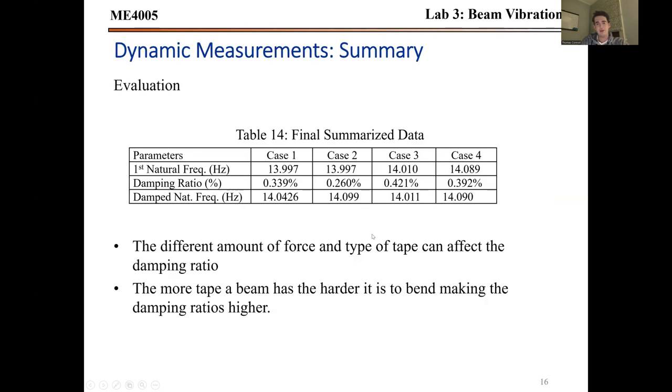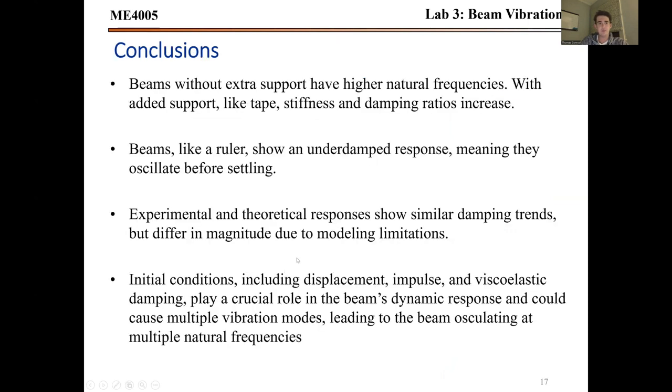Okay, finally, here's the final data. It was found that the different amounts of force and types of tape can affect the damping ratio. The more tape a beam has, the harder it is to bend, making a higher damping ratio.